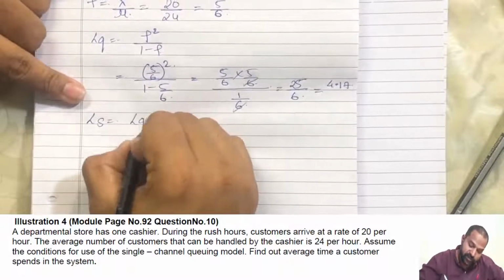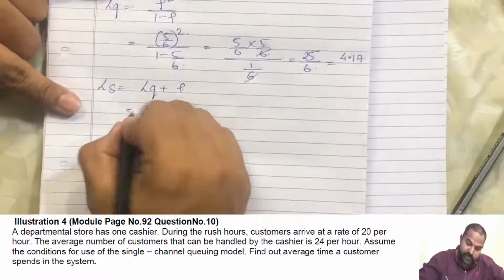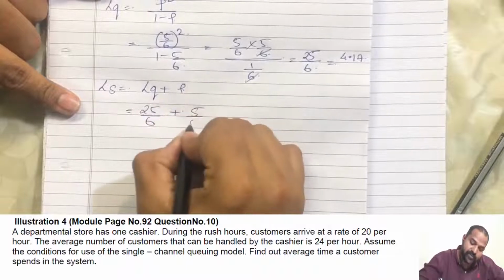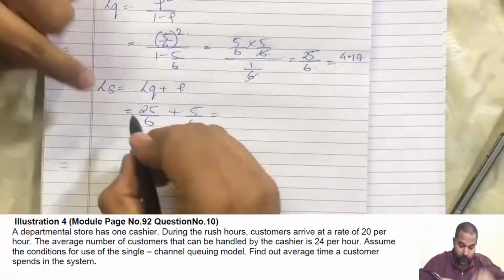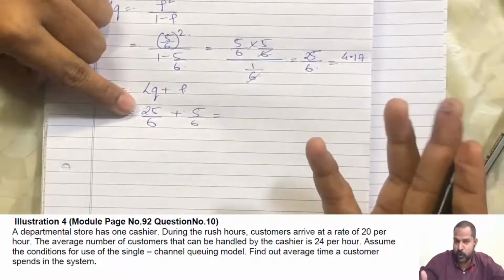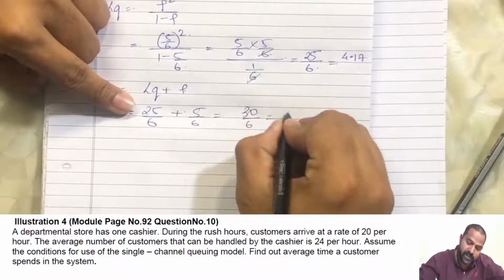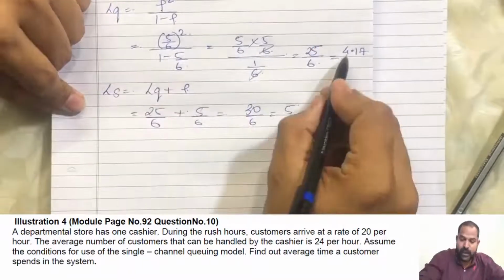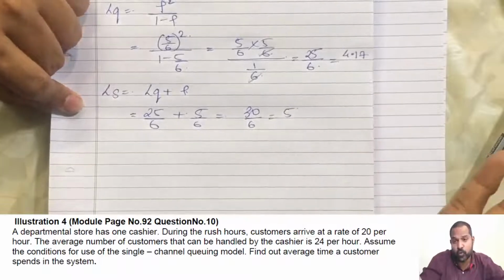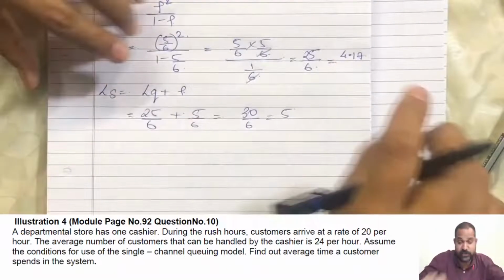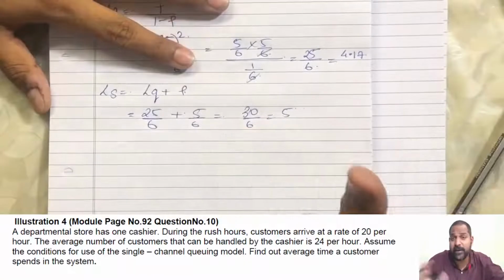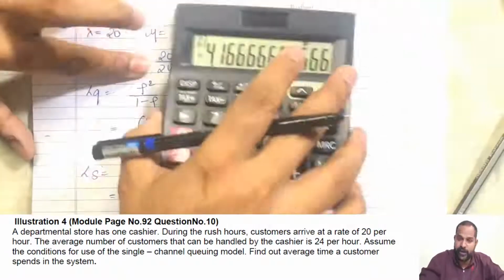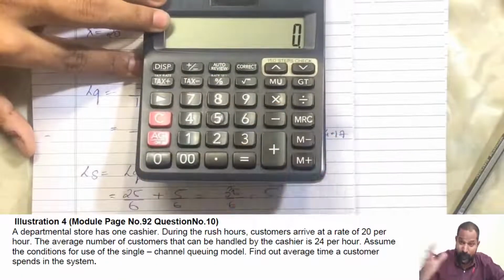Length of the system is length of the queue plus rho. See, length of the queue is 25 by 6. Rho is 5 by 6. So that becomes 25 plus 5, I can add directly because same denominator, is 30 by 6. 6 5s is 30. So the length of the system is 5. There are 5 people in the system, out of which 4.17 is in the queue. And then the rest, whatever is left, which is going to be 0.83, is getting served, and that was 20 by 24, 0.8333.